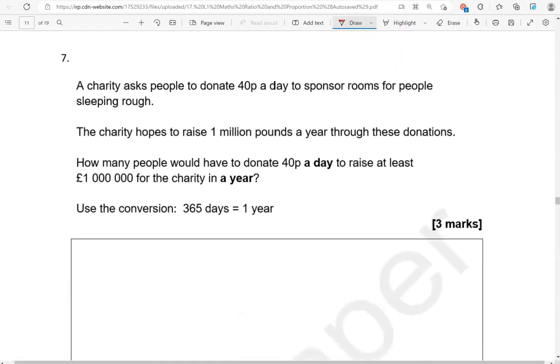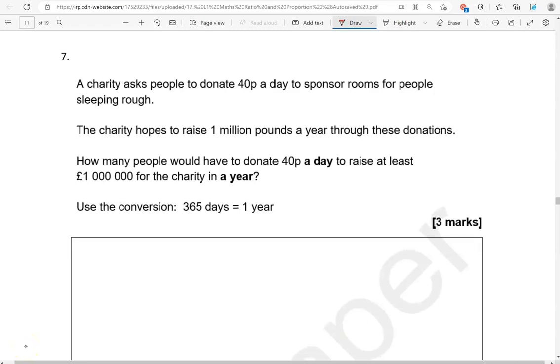A charity asked people to donate 40p a day to sponsor rooms for people sleeping rough. The charity hopes to raise £1 million a year through these donations. How many people would have to donate 40p a day to raise at least £1 million for the charity in a year? Use the conversion: 365 days equals 1 year.